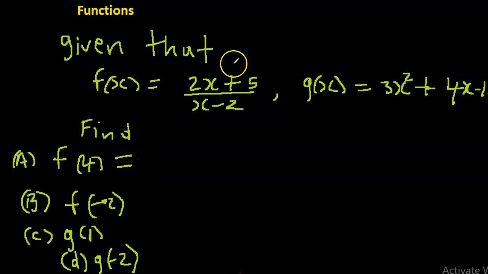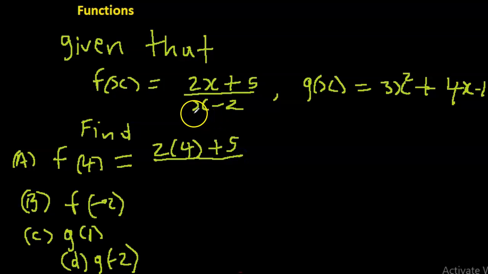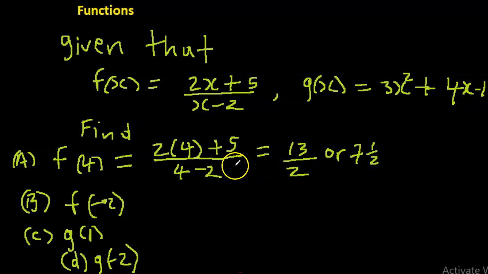So f of 4 means you come to the function f of x and you replace the x value with 4. So 2 times x becomes 2 times 4 plus 5 over, and remember you're always replacing the x value with 4, so over 4 minus 2. So what we have here, 2 times 4 is 8. 8 plus 5 is 13. 4 minus 2, that's 2. So your solution, 13 over 2. Or if you want to write that as 7.5, then that's up to you. That or anything equivalent, alright?